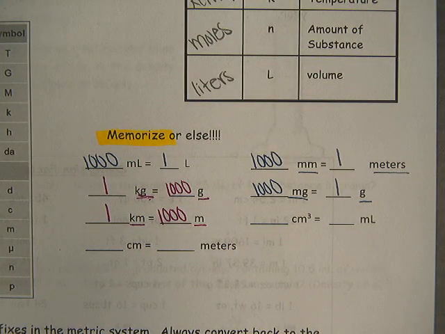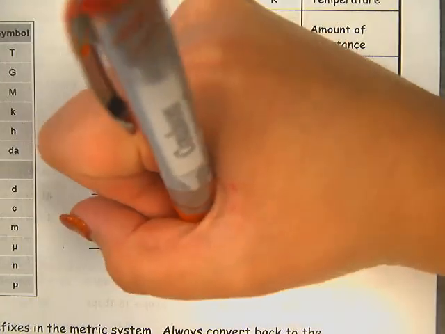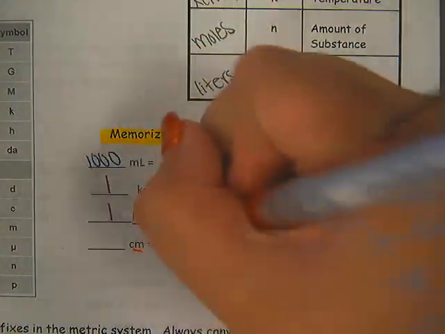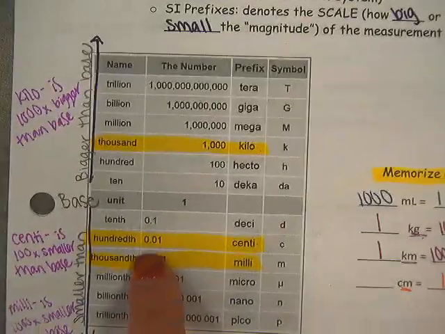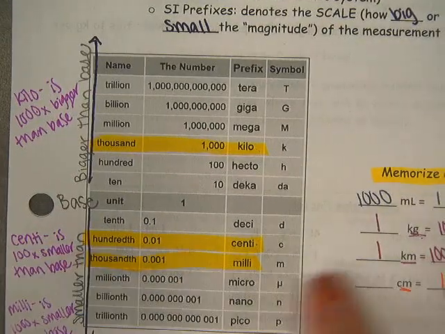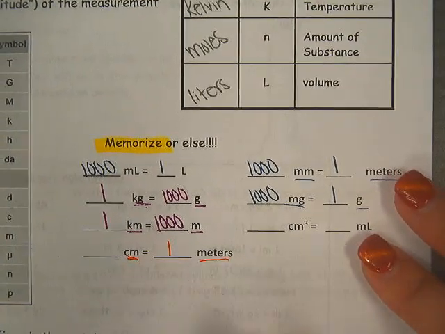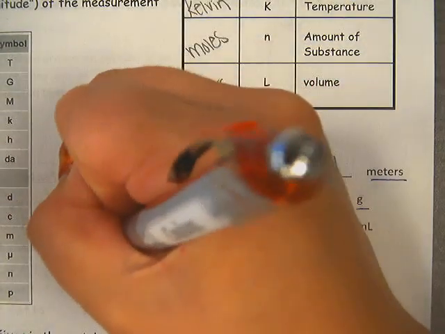And then the last one that's on our list to memorize is centimeters to meters. From centimeters to meters, which one is bigger? Meters. And then centi means 1/100th, so there are 100 of the smaller things in the base unit. So how many centimeters in a meter? 100.